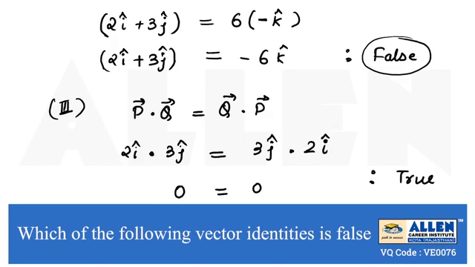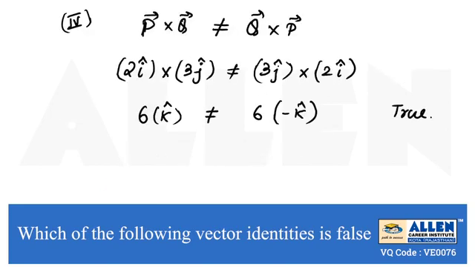So the final answer of this question, in which it is asked which statement is false: therefore p vector plus q vector is equal to q vector cross p vector. That is statement 2. It is a false statement.